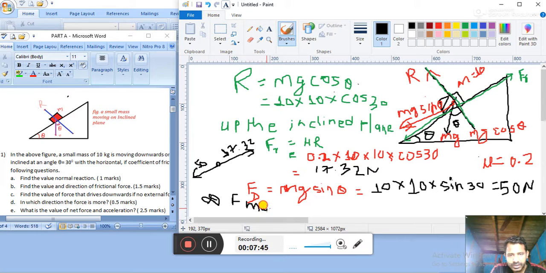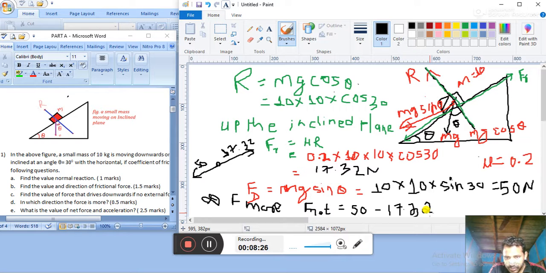And now what is the net force? The question is asking for the net force. It means the downward force is more, and we know F net equals ma. Net force equals the downward force minus the upward force, which gives us the resultant force. So 50 minus 17.32, this is the net force.